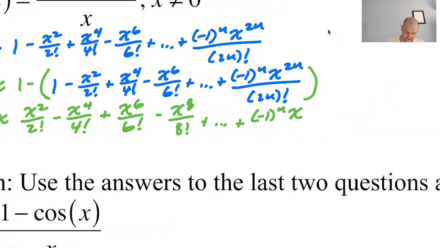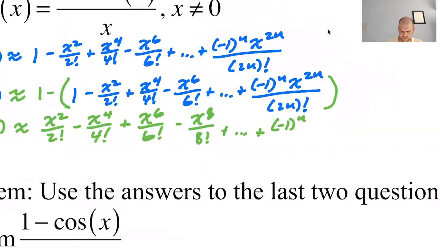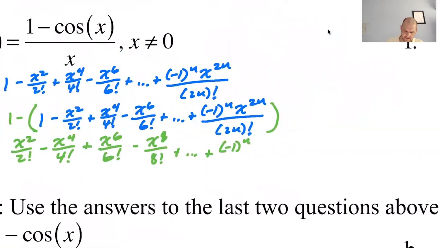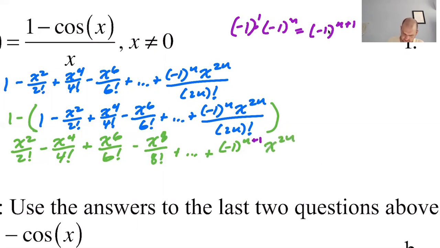All right, so what are we doing here? Oh, okay, so we changed the sign though, right? We start off with -1 to the n, but now it's minus -1 to the n. That's like having -1 times -1 to the n. So that's -1 to the first times -1 to the n, which is -1 to the n plus 1. So actually, down here, I need plus 1.